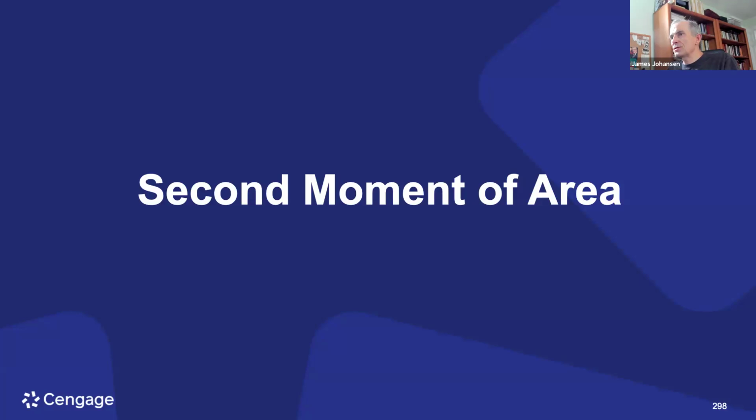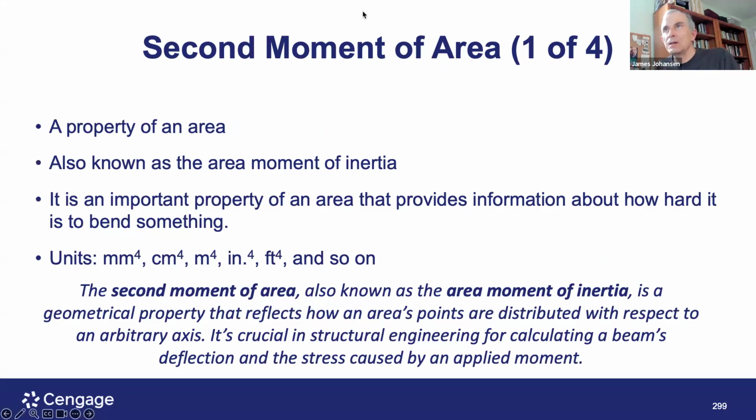Well, here is another subject that sounds kind of difficult to get your head around, but I have a short video that I think will help a little bit. Once again, for the mechanical engineers, you'll probably be eating this up. This is something called the second moment of area. It's a property of an area, also known as the area moment of inertia. It is an important property that provides information about how hard it is to bend something. So you have millimeters to the fourth, centimeters to the fourth, meters to the fourth, inches to the fourth, or feet to the fourth.